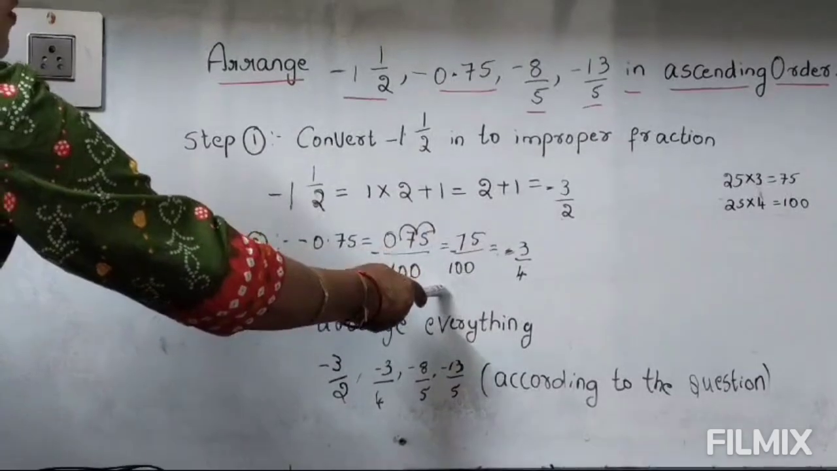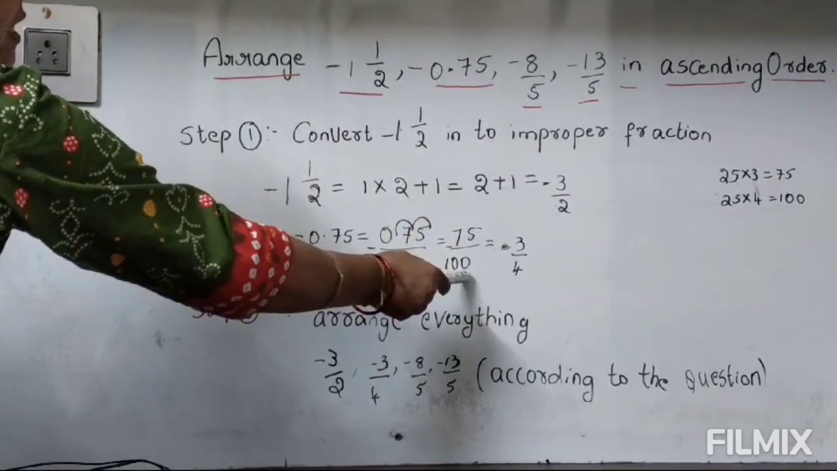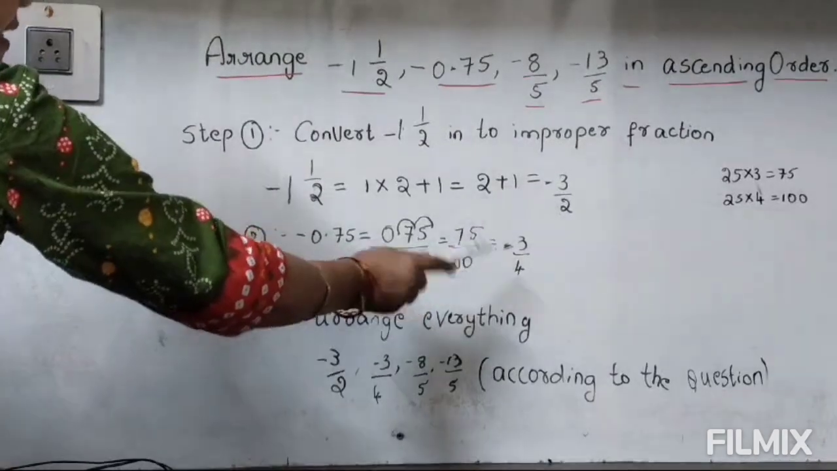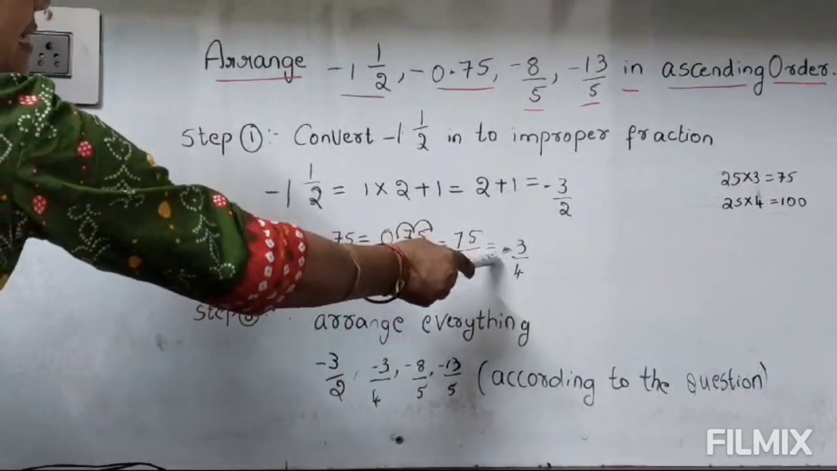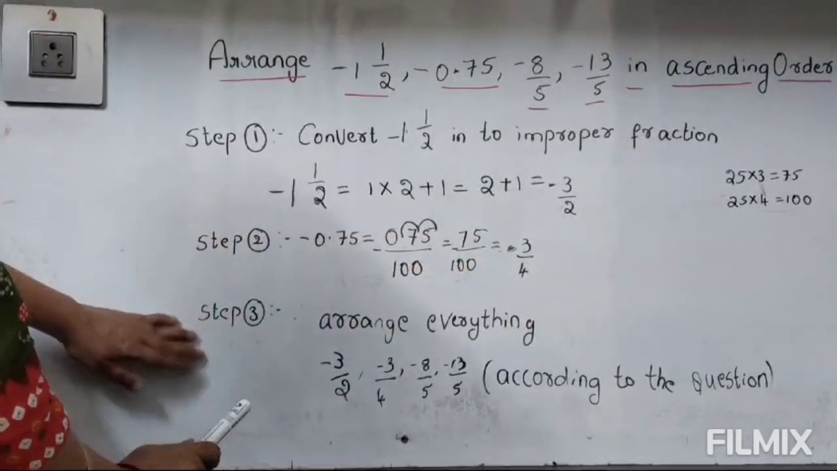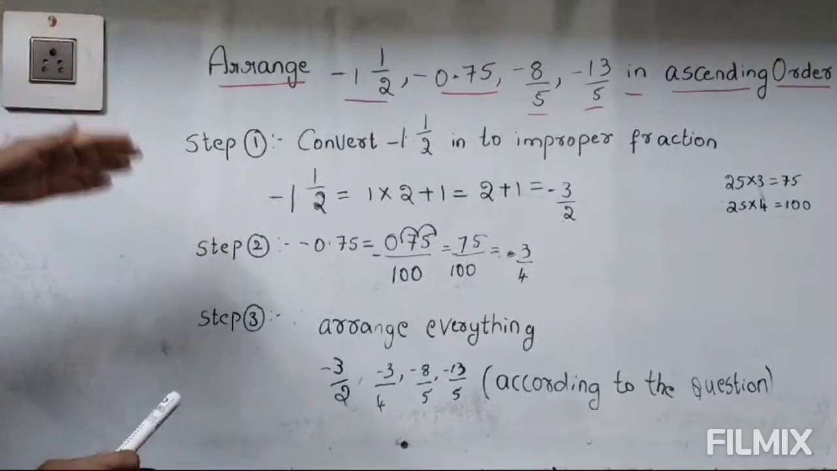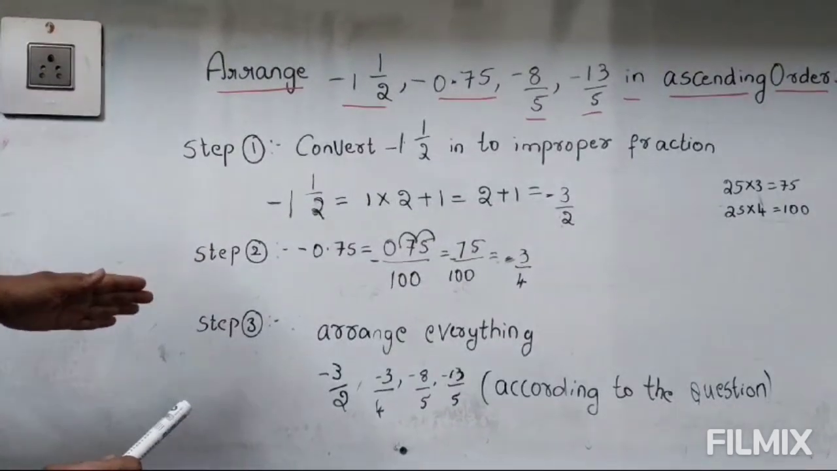Divide it. So 25 into 3 is 75. 25 4s are 100. Retain this minus as it is. You will get 3 by 4. So step 3, you arrange everything. Now you have converted everything into an improper fraction, isn't it?